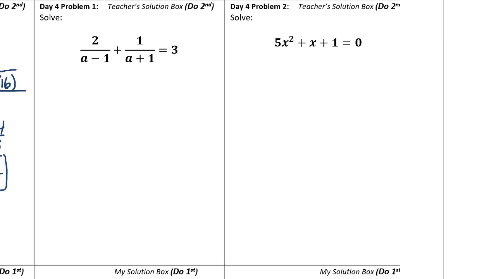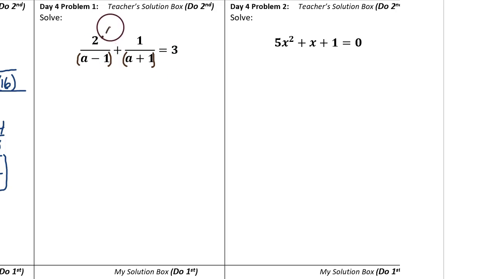Here's the solution for day 4, problem 1. Solve this equation. Well, what format do we have? Our equation has fractions, and we've encountered that before in an earlier chapter. The technique is to multiply all members by the LCD. The LCD is going to have in it an a minus 1 factor and an a plus 1 factor.